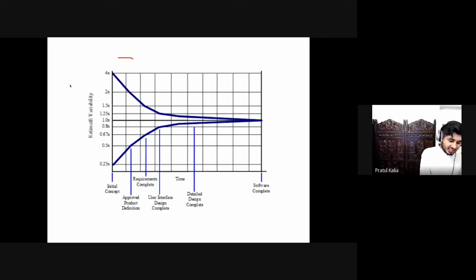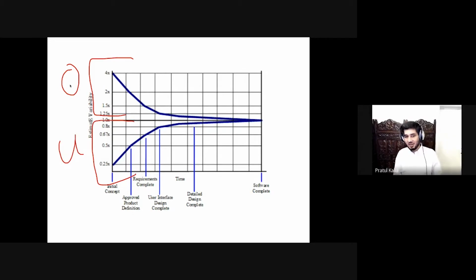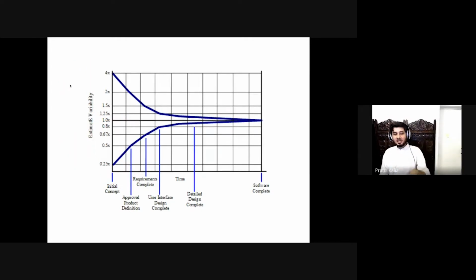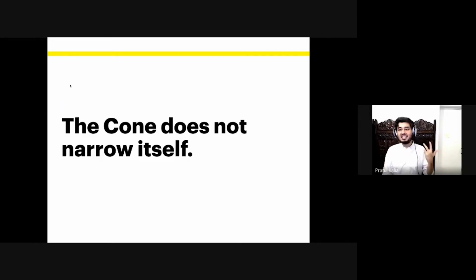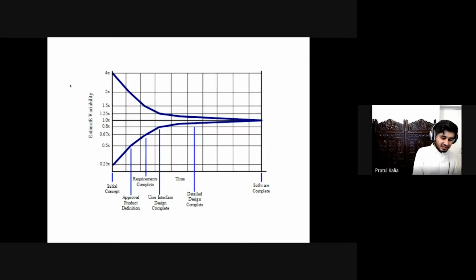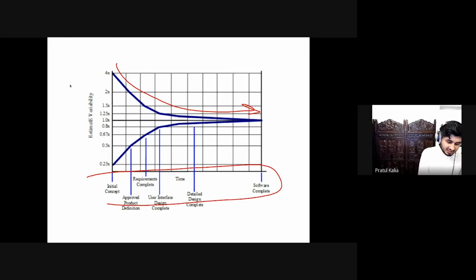There are two parts to this chart because everything below zero is what happens when you overestimate. And this part here is what happens when you underestimate. Okay. So the variability in the estimate. The reason this is important is because it's very easily possible to do worse than the cone of uncertainty, but it's not possible to do better because the cone does not narrow itself. So this narrowing bit here, where the cone is getting narrowed, is not going to happen automatically. The only way this is going to happen is if these things happen here.